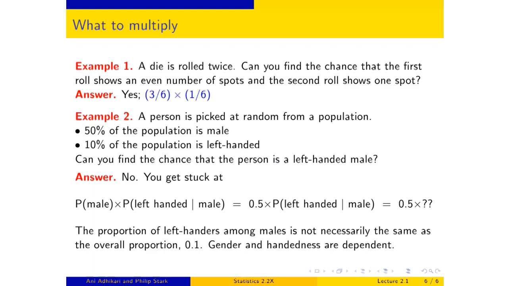Notice that you're not stuck in the sense that you can't multiply. You do want to multiply, you just don't know what to multiply. And that's where, had gender and handedness been independent, you'd have been in great shape. Unfortunately, the world isn't always that simple. So you have to ask the person who gave you the data for one more piece of information. Among the men, what percent are left-handed? And if they said, well, that's about 13%, then you would multiply the 0.5 by 0.13, and then you'd be done. But you can't multiply the overall proportions.